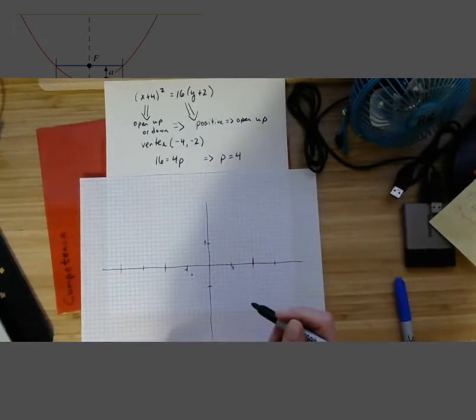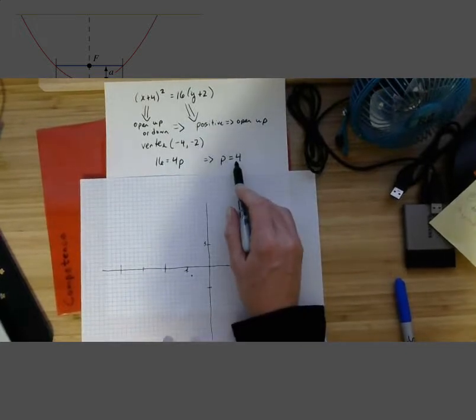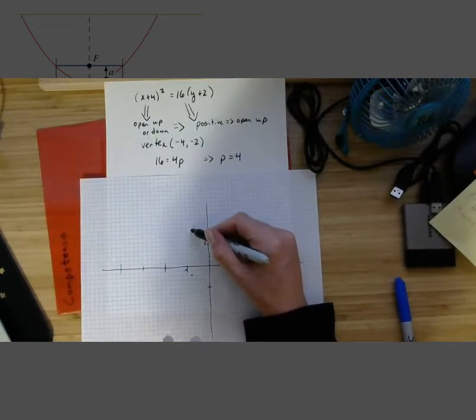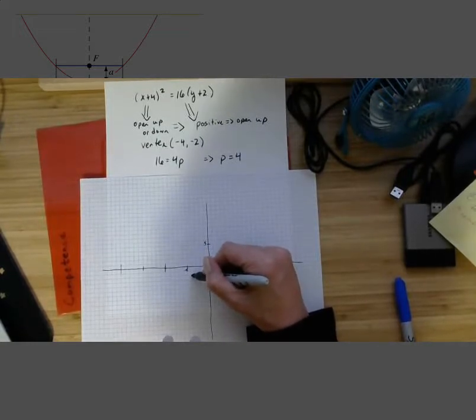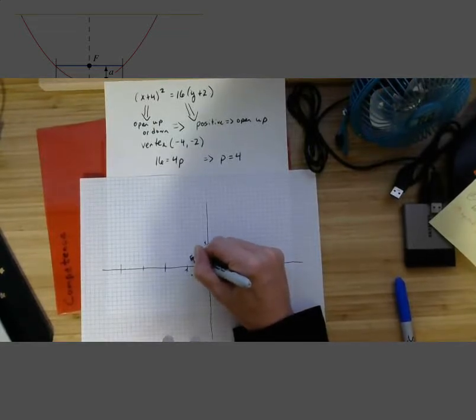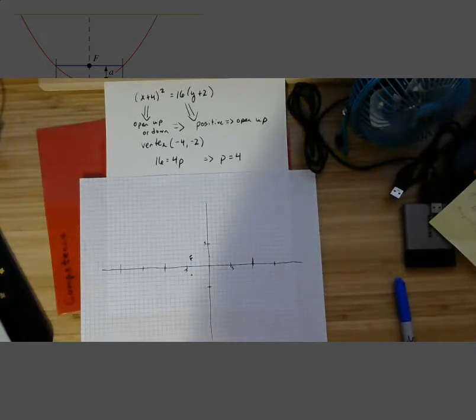The question is, where's the focus point? The focus point has to be a distance of 4 away from the vertex on the major axis, which is the one that goes through the vertex and the focus. So it's along that line of symmetry. So I'm going to come up 4: 1, 2, 3, 4. This is where the focus point is. Now the focus point is not a point on the parabola itself, though it's very important to the parabola.